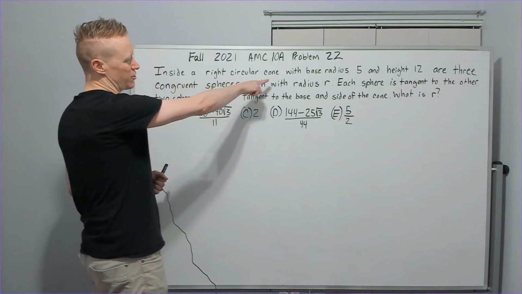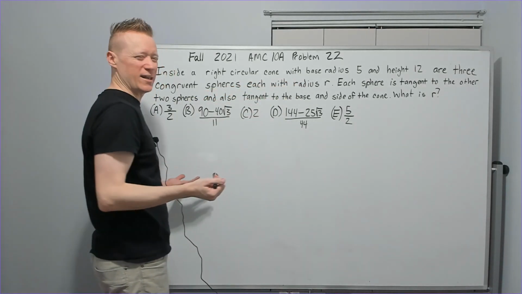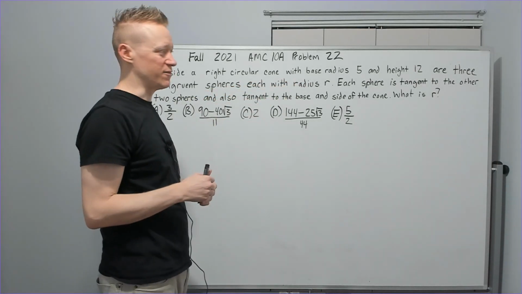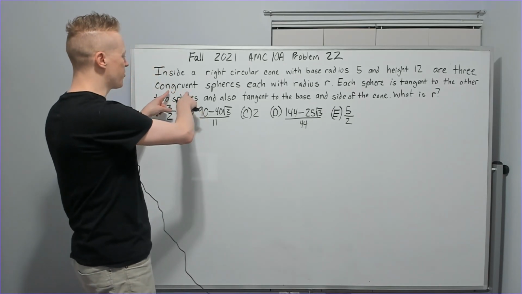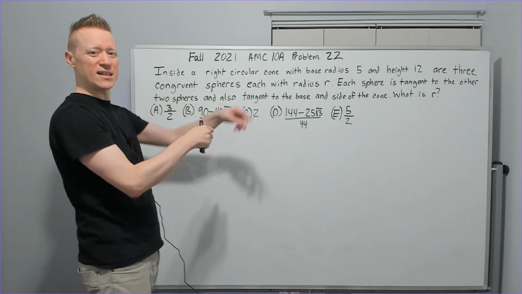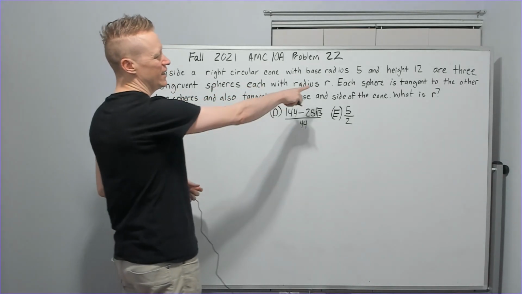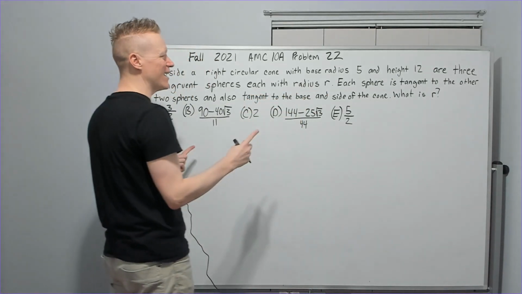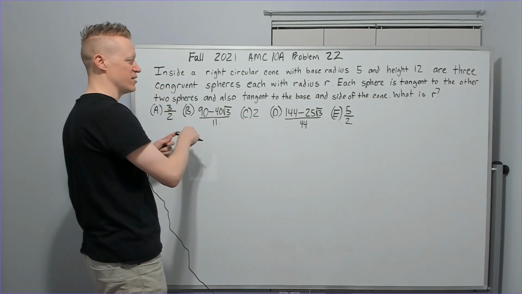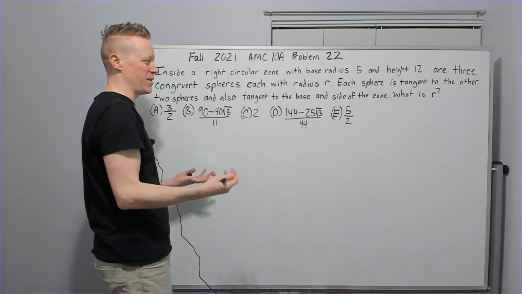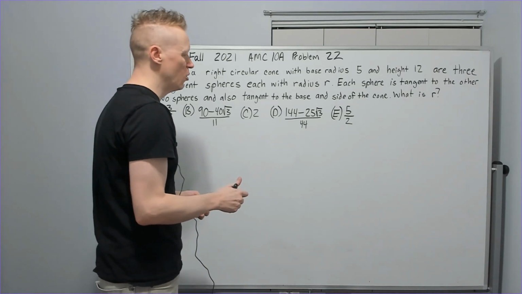Inside a right circular cone with base radius 5 and height 12, obviously 5, 12, 13, are three congruent spheres, each with radius r. Each sphere is tangent to the other two spheres and also tangent to the base inside of the cone. What is r?